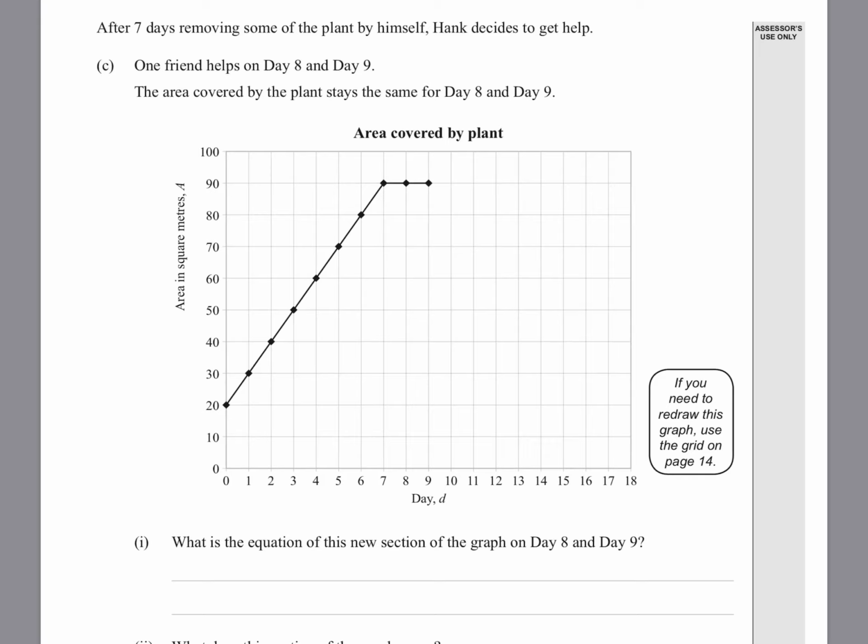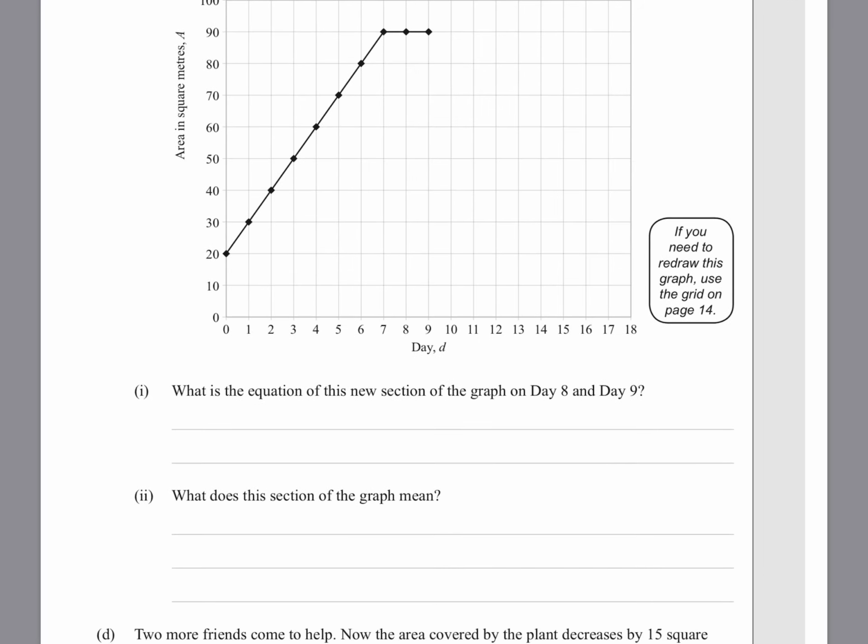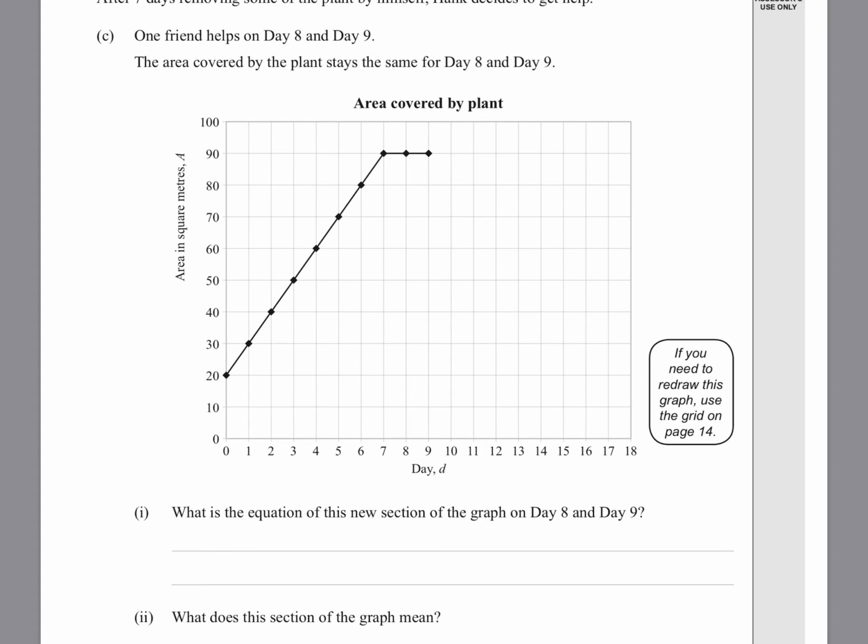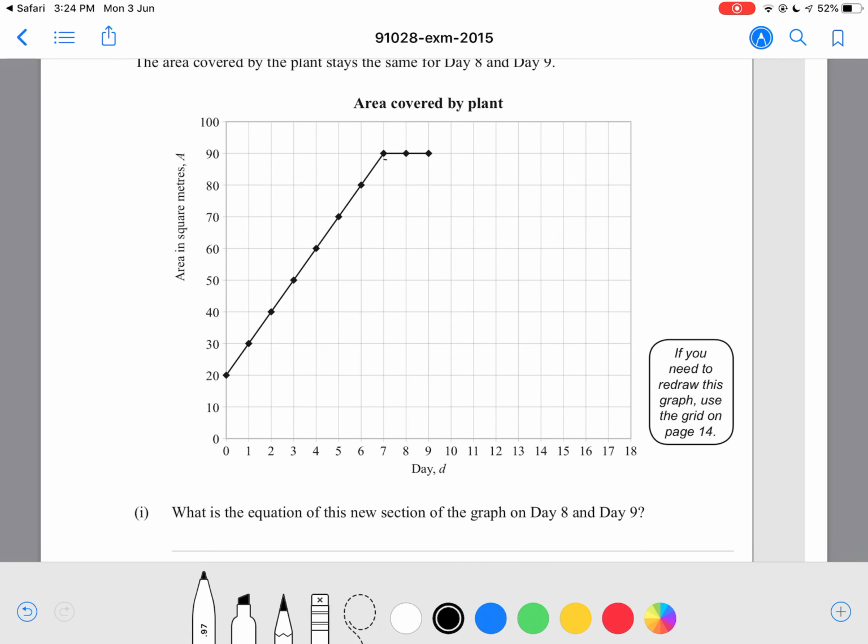After 7 days of removing some of the plant by himself, Hank decides to get help. One friend helps him on day 8 and day 9. The area covered by the plant stays the same for day 8 and day 9. What is the equation of this new section on the graph for day 8 and day 9? As you can see, the graph isn't increasing at all, so it's just staying constant.